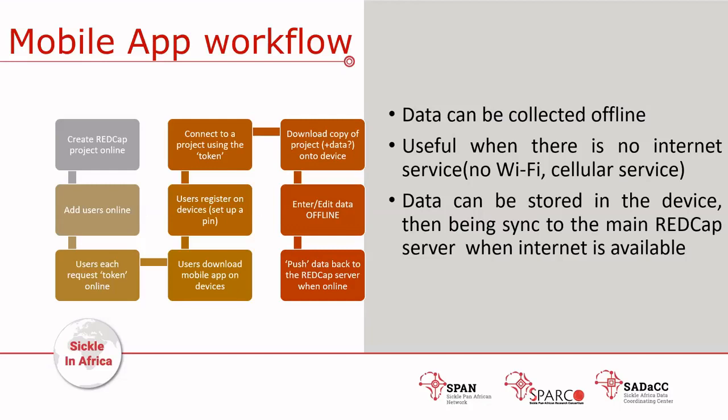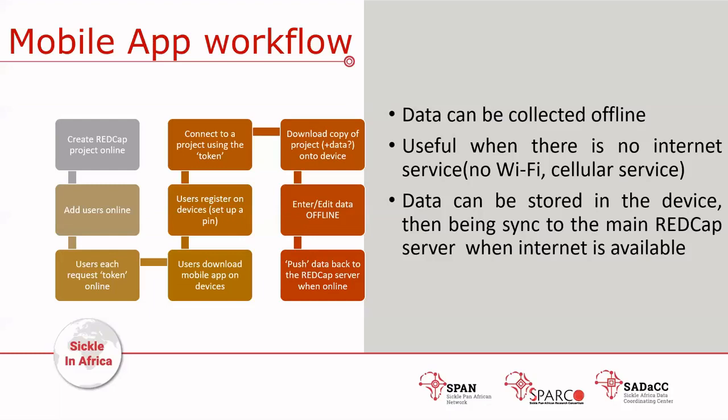So you have to connect to a project using the token that you have requested before. If you are connected to Redcap, in this process you need internet access to do this. After connecting your mobile app to Redcap, the app will download a copy of the project or data in the device. So then you can enter data offline. Those data will later be sent or synchronized back to the main project. So this process is iterative. You start with having the project, adding users to the project, requesting a token, and so forth, up to when you are able to edit or add data, then you push data back to the main project.